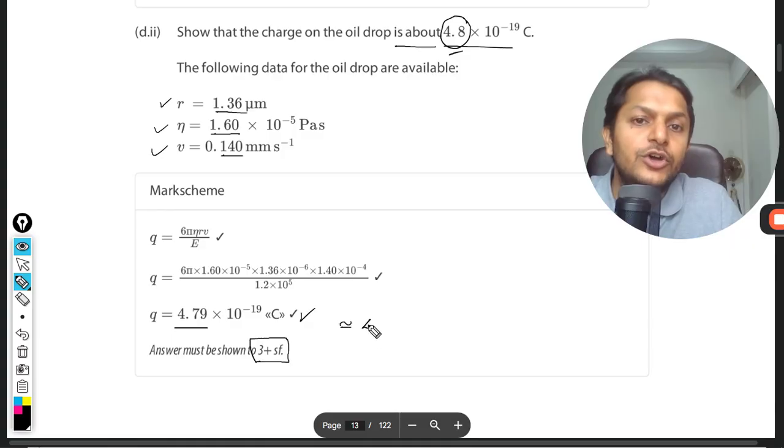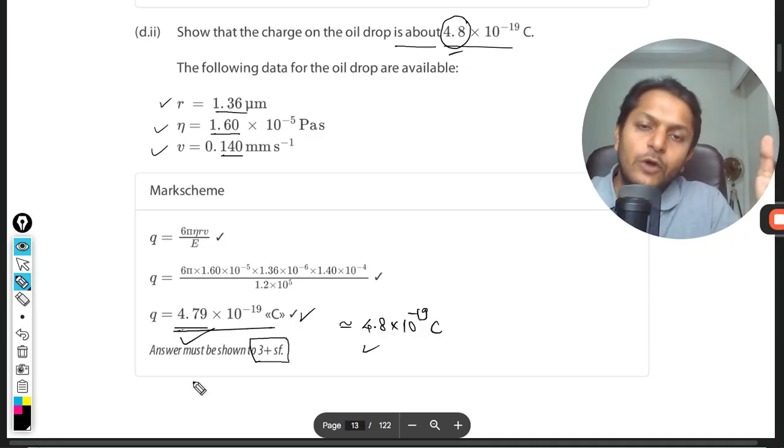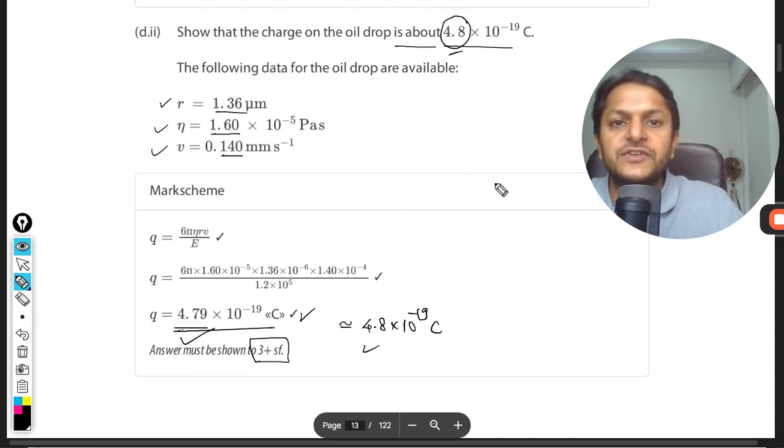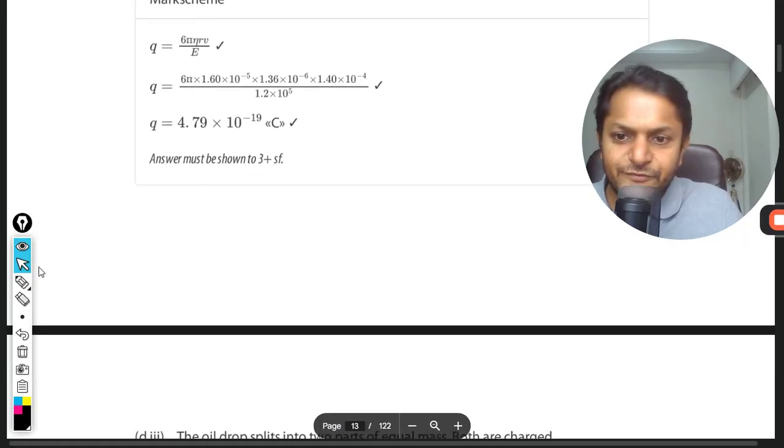Yes, you can round it off and you can write this also, but I believe your answer should be given like this. So this is your true answer, but you can round it off later to two significant figures if you want. I think this is it for the question.